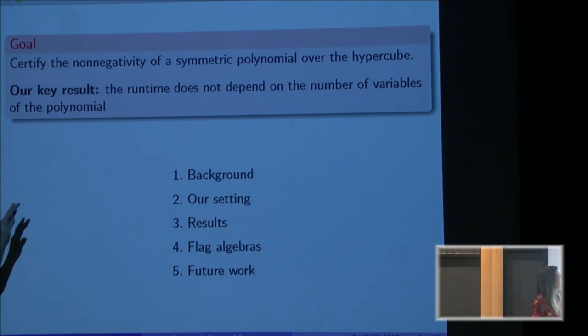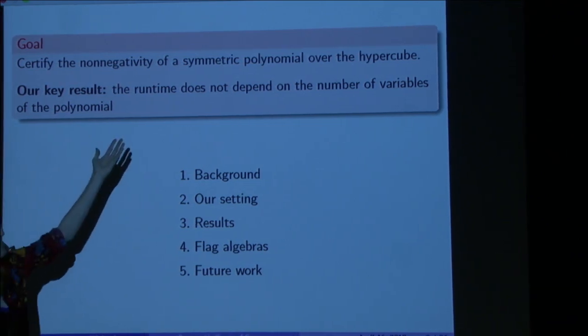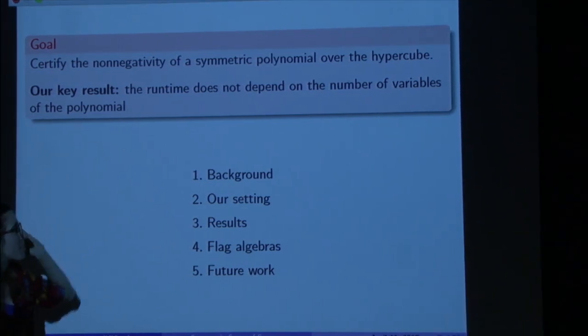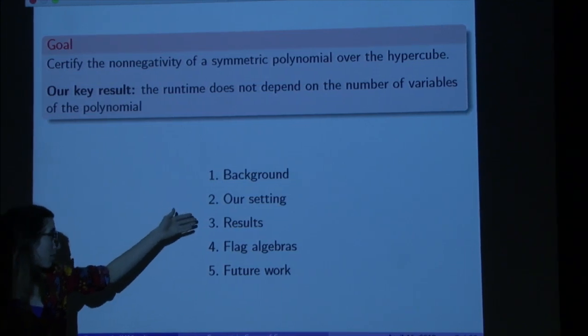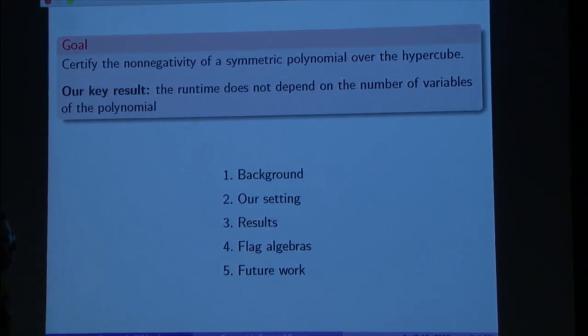So I'll try to make clear why our setting is interesting. Does this really ever happen that you have a symmetric polynomial over the hypercube? And you do, so I'll give some examples of that. And then I'll tell you a little bit more about our results. And then if there's time, I'll tell you how this relates to the theory of flag algebras from Sasha Razborov. And if there's time, I'll tell you a little bit about the future directions that we're going into these days.